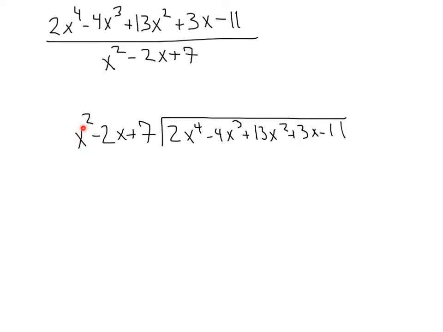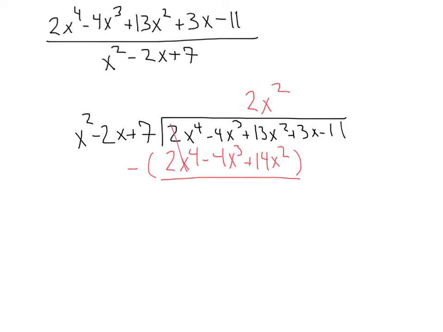So x squared times what will give us 2x to the fourth? That's going to be times 2x squared. 2x squared times x squared is 2x to the fourth, times negative 2x will be negative 4x cubed, times 7 will be plus 14x squared. I go in and I subtract everything. These are going to cancel, these are going to cancel. And I'm going to be left with a negative x squared. You can bring these down, plus 3x minus 11.